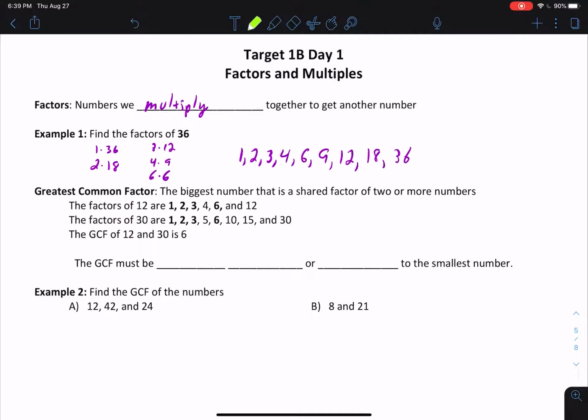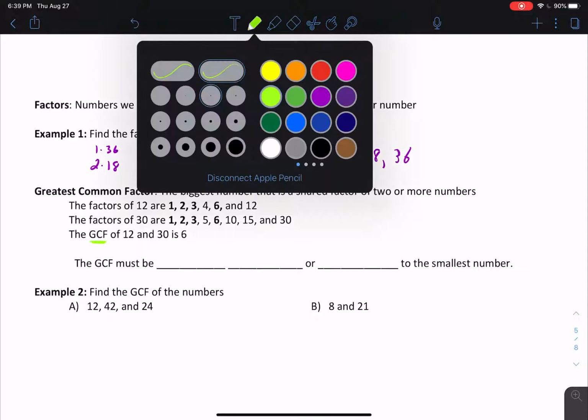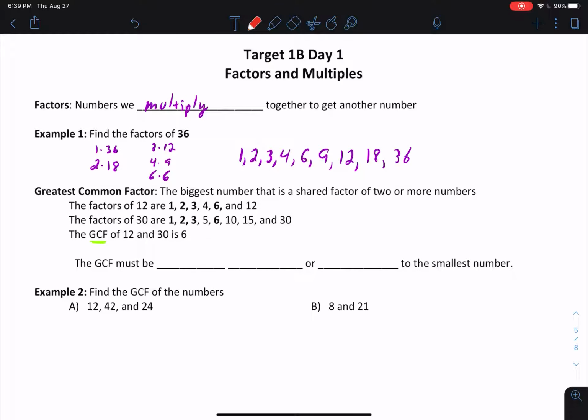And an extension beyond that is something called the greatest common factor, also known as the GCF. Okay, so I've got an example there for you. The factors of 12: 1, 2, 3, 4, 6, and 12. Factors of 30: 1, 2, 3, 5, 6, 10, 15, and 30. The greatest common factor is the biggest number that they share. The highest factor of 12 and 30 that belongs to both of them.